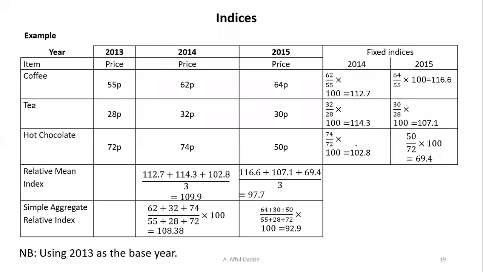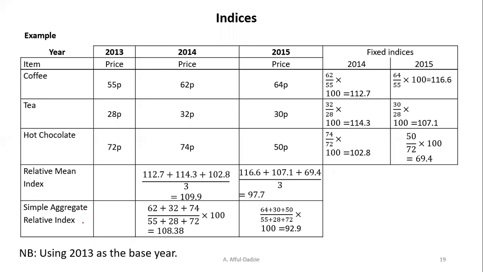Then when we are done, we take the average. So for 2014, we add 112.7, 114.3 plus 102.8 all over 3, because there are 3 index values. And we do the same for 2015. And so this becomes our mean relative index of the 3 commodities.